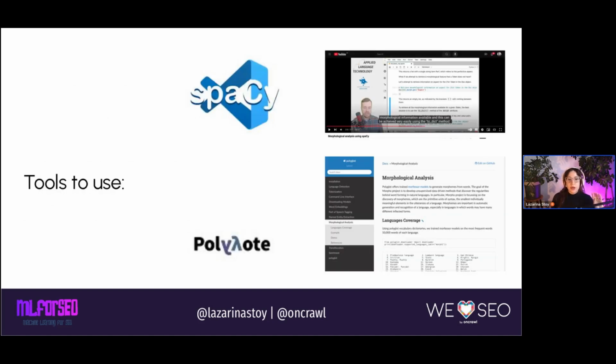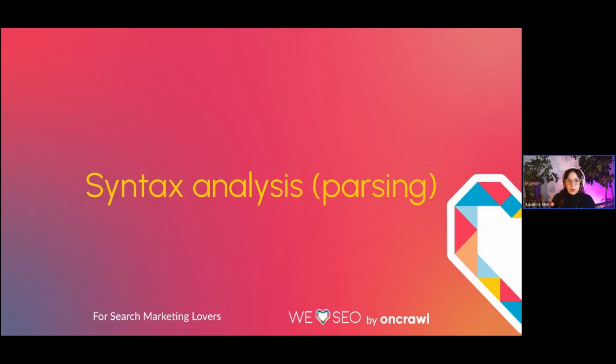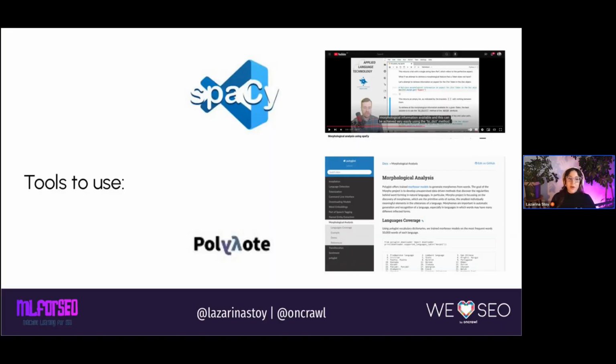Tools to use here: spaCy is one library in Python that's quite popular, and Polyglot is another very popular library, which also handles international languages, so it is quite useful if you are trying to decode language structure and sentence structure in international SEO scenarios. Also, in terms of importance for SEO work, this is the first step in NLP.